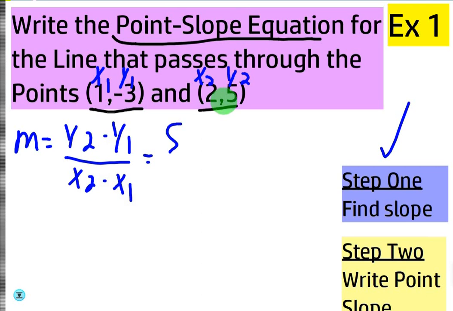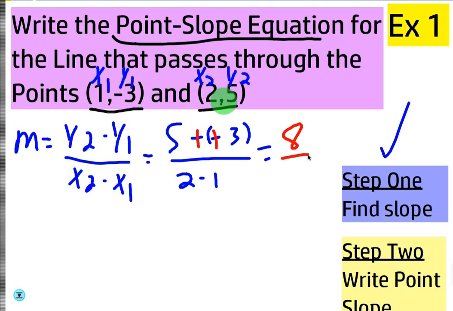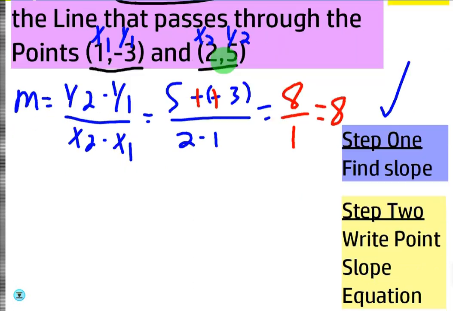So it's going to be 5 minus negative 3 on top over 2 minus 1 on bottom. What is 5 minus negative 3? 5 plus 3, right? 5 minus 3 is 2, but 5 minus negative 3 is the same as 5 plus 3. Some of you like to do this where you change them both to plus. That works. And that's 8 on top and 1 on bottom, which you can just write as 8. You don't have to write it as a fraction. So make sure you find the slope first.